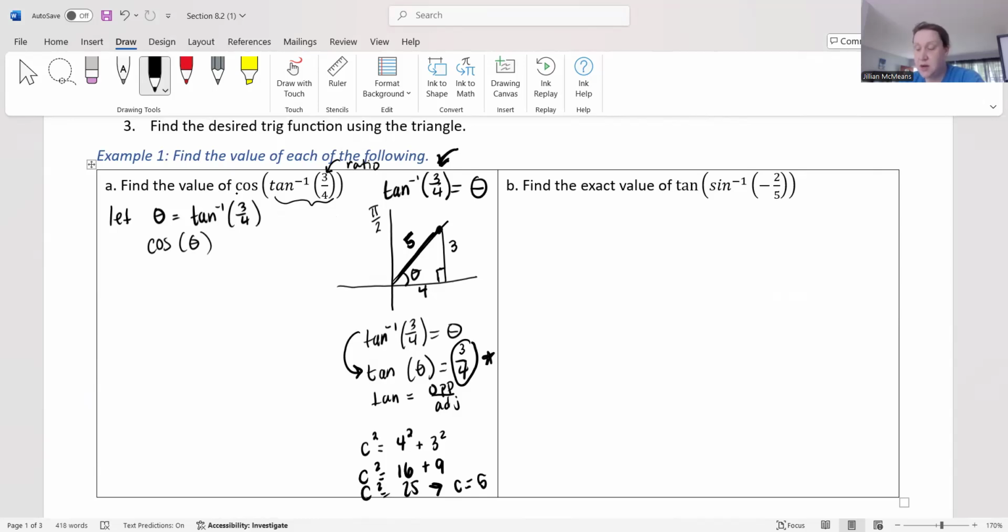Using that very same theta, we can say cosine is the adjacent side over the hypotenuse. So that tells me that cosine of theta is going to be 4/5. So when I finally take cosine of inverse tan of 3/4, I realize that I'm just taking cosine of the same angle that has a tangent ratio of 3/4, and that gives me cosine of theta equals 4/5. Okay, so the answer to part A is 4/5.